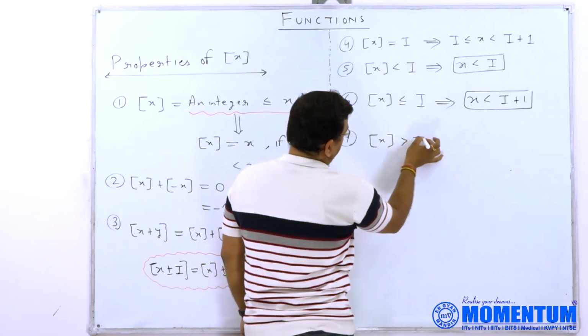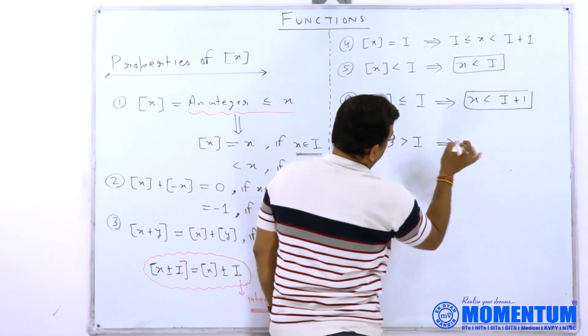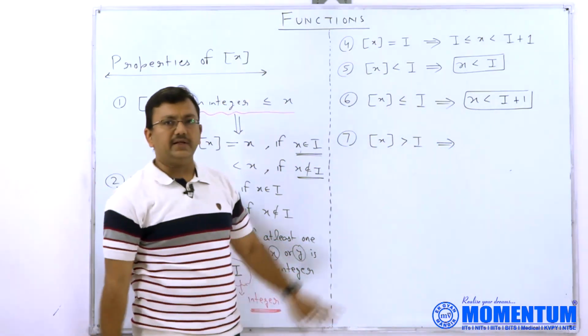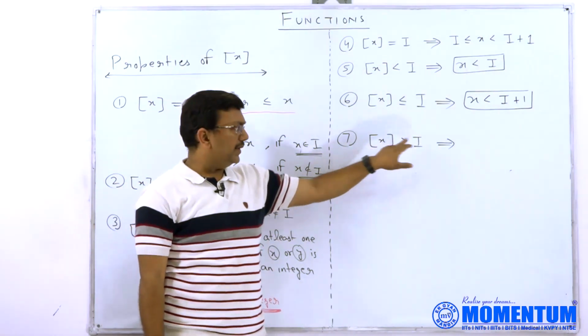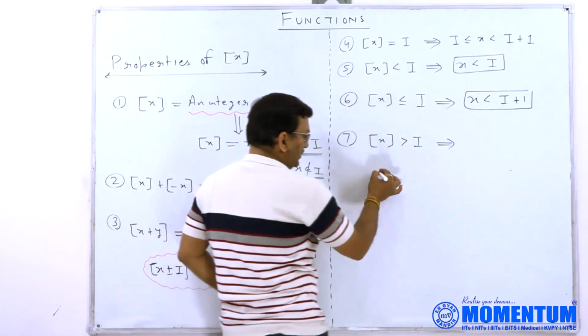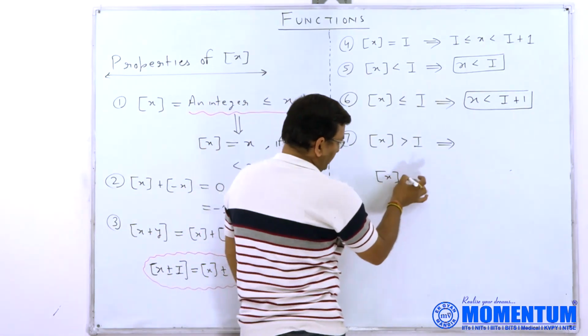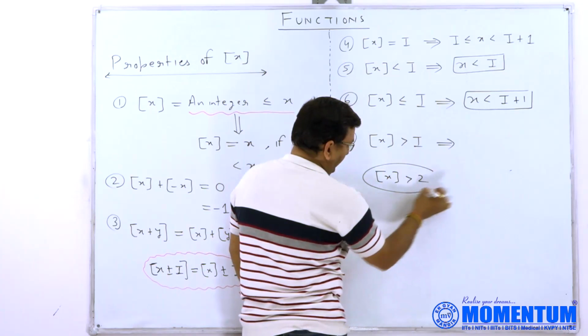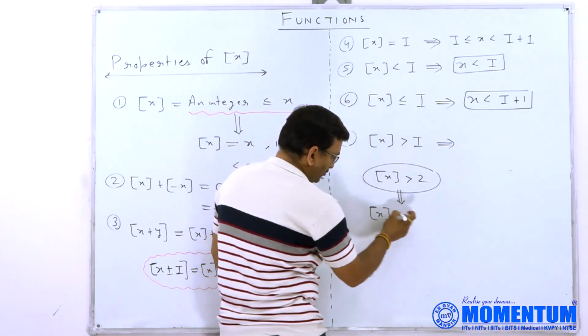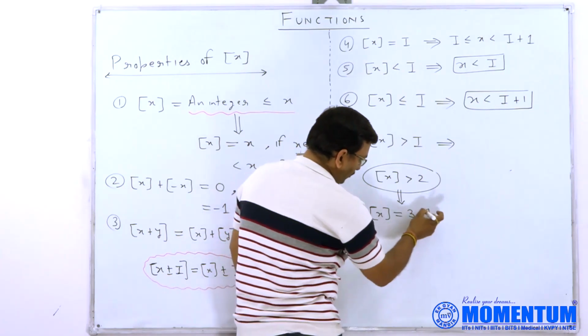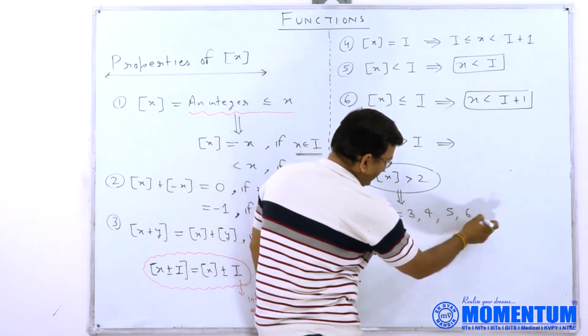Square bracket x greater than I. इसको भी एक एग्जांपल लेके करके देखते हैं. Square bracket x greater than I. मैंने I की जगह 2 लिया. So square bracket x greater than 2 means how much square bracket? Square bracket 3, 4, 5, 6 and so on.